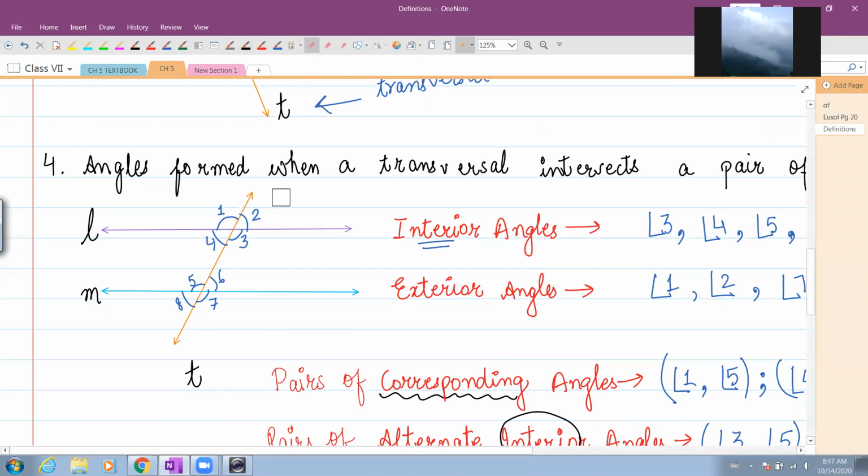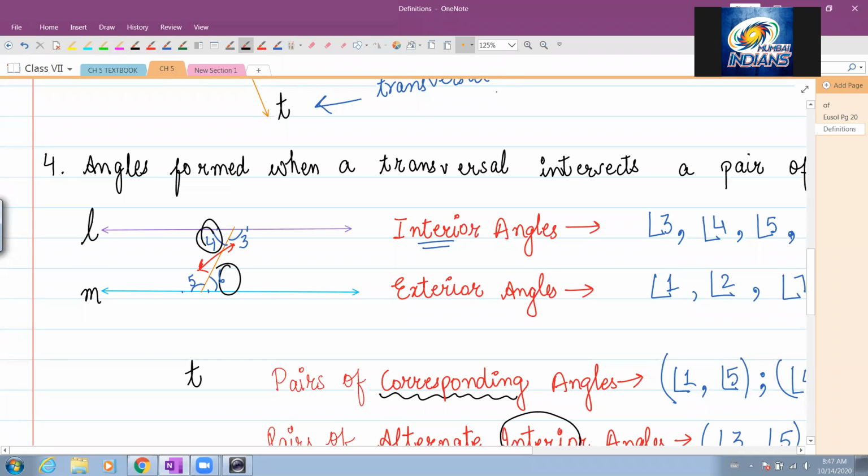That's correct. Now I want to look at only the interior angles. Let us ignore these angles outside. So these are my interior angles, the ones inside the lines. And I would like to take the ones which are not together. So I cannot take 3 with 4. I cannot take 5 with 6. I will be taking 3 with 5, one pair, and 4 with 6. This is how I'm going to identify the pair of alternate interior angles.